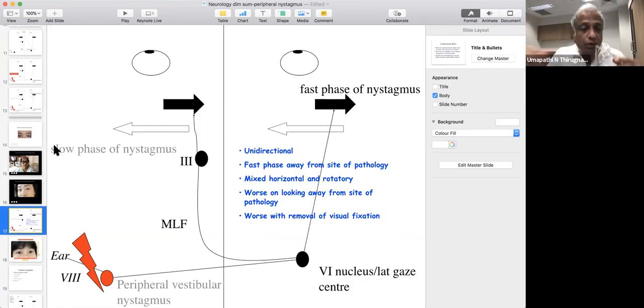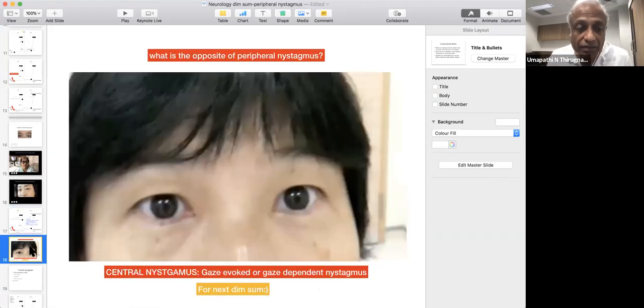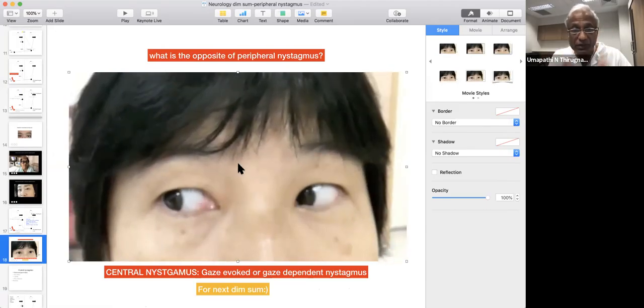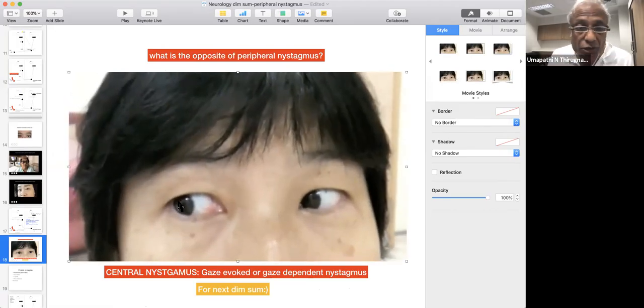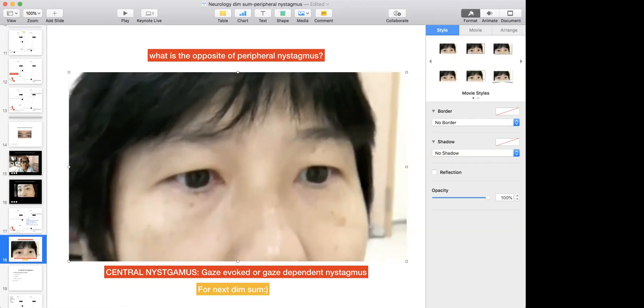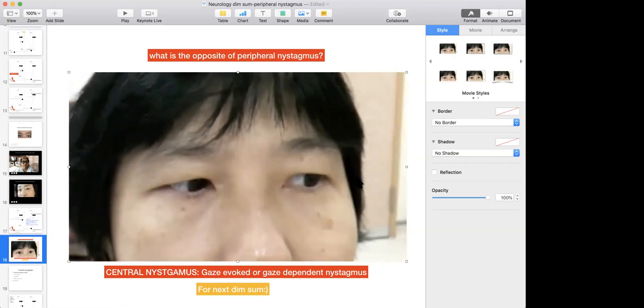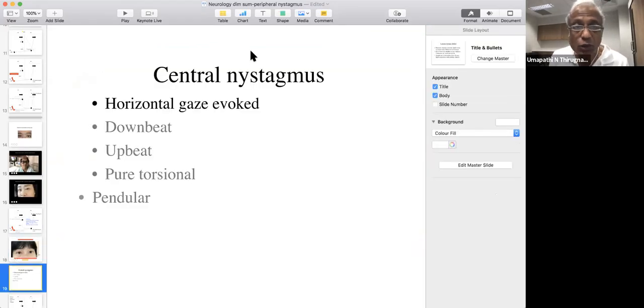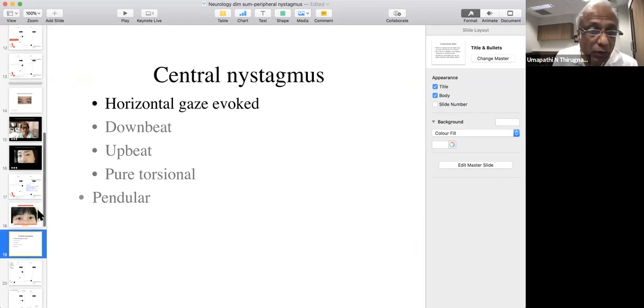So now for the new episode, okay, we left behind this trailer to say that, okay, if that is peripheral nystagmus, how do you explain this lady's central nystagmus, which is completely different? When she looks to the right, it beats to the right. When she looks to the left, it beats to the left. So it seems to be quite different from the other nystagmus. So this is known as the classic form of central nystagmus, which is the horizontal gaze-evoked or gaze-dependent nystagmus. So how do we work that out?